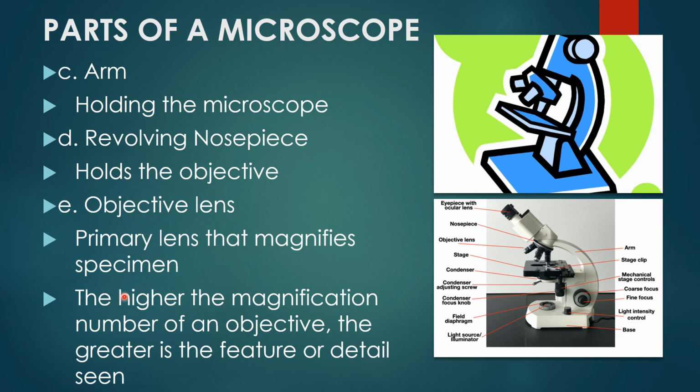And your objective lenses. These objective lenses are your primary lens that magnifies the image. They provide the primary image. And with this, accordingly, that is the most important part that will give you a clear image of the specimen. The higher the magnification number of an objective, the greater is the feature or detail.